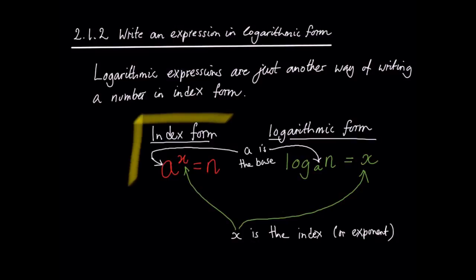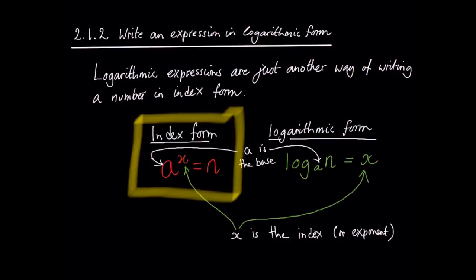When working with index form, the number is written as a to the power of x is equal to n. In index form, a, x and n are real numbers, and it's the same in logarithmic form. We could have, for example, 2 to the power of minus 3 is equal to 1 over 8. A, the base, would be 2, x, the index or exponent, in that example would be negative 3, and n, the number, would be 1 over 8.